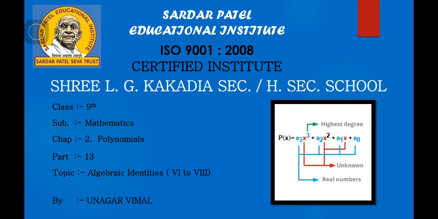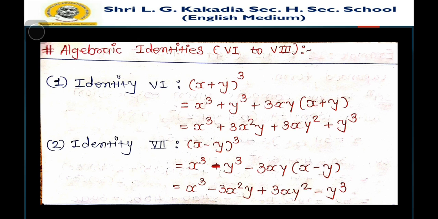So now let us understand, or study, algebraic identities 6 to 8. Here are the given algebraic identities 6 to 8. We have to remember these identities, and with the help of these identities we can solve some types of examples. So let us understand these identities as given here.